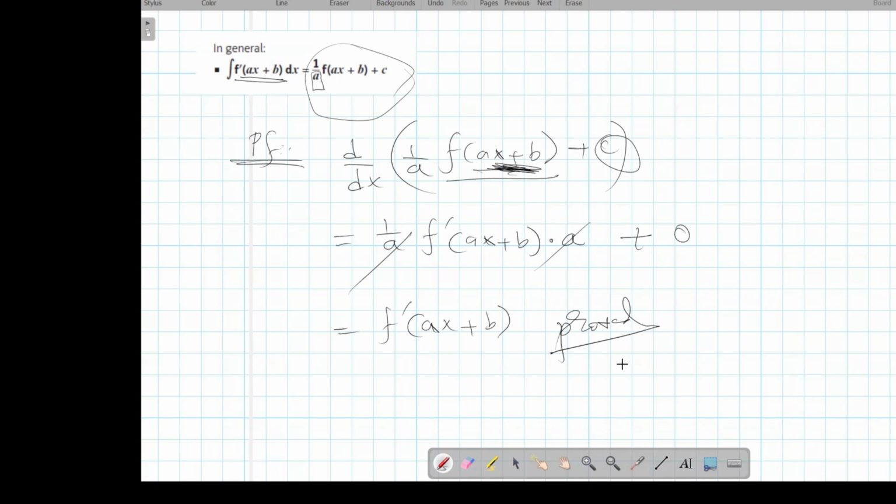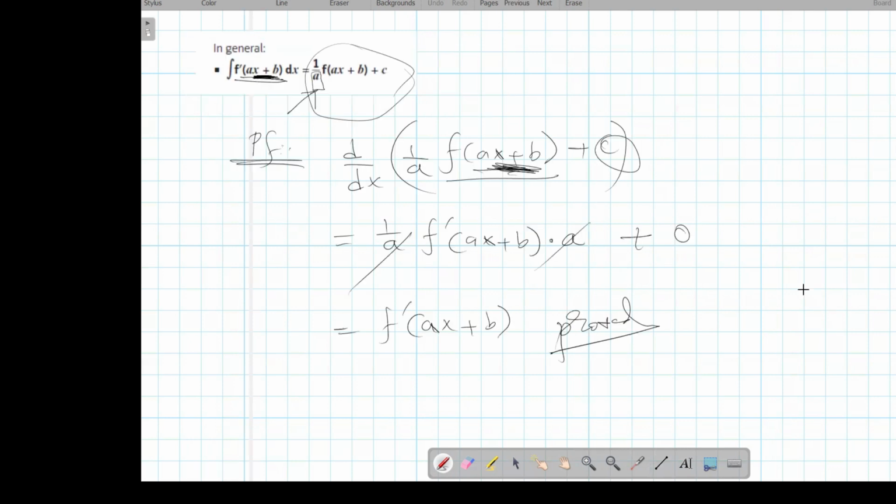So that means if you know the antiderivative of a function, you just divide by the derivative of the inside function in the argument. That's it. Let's do it this way. And now this is a formula you can use.